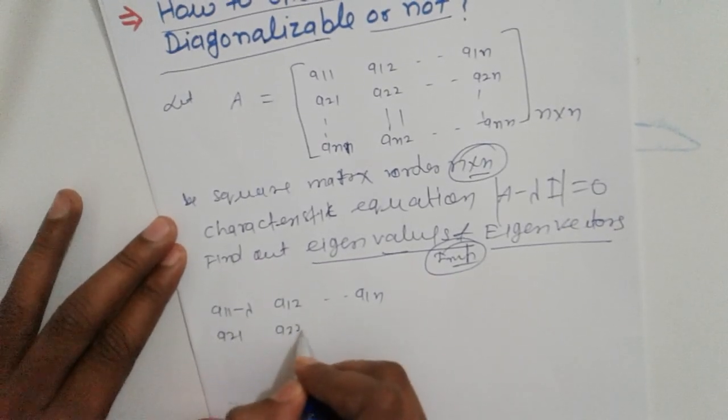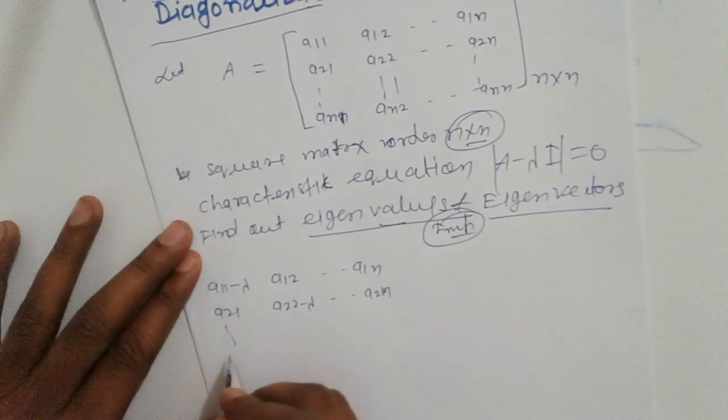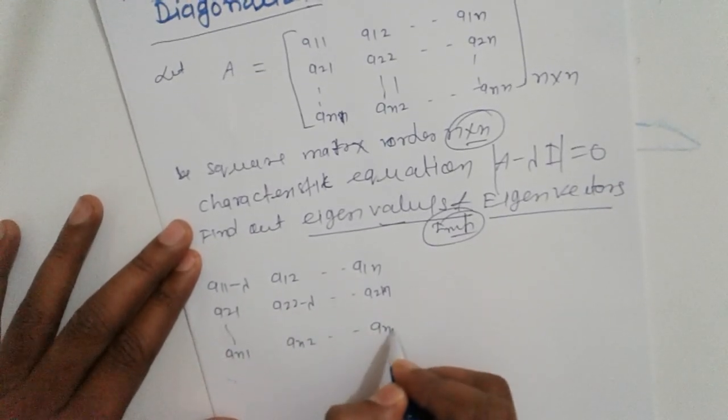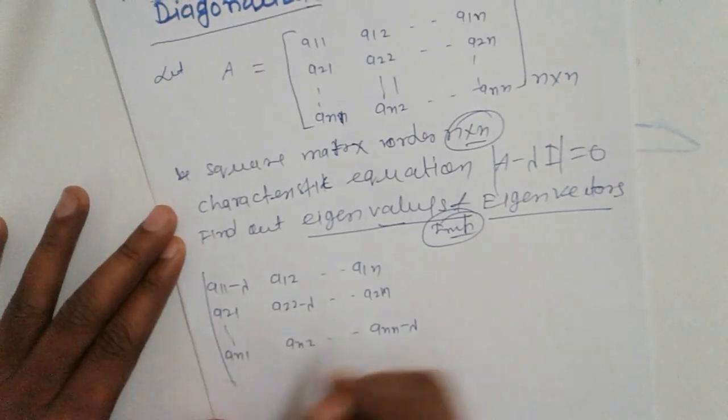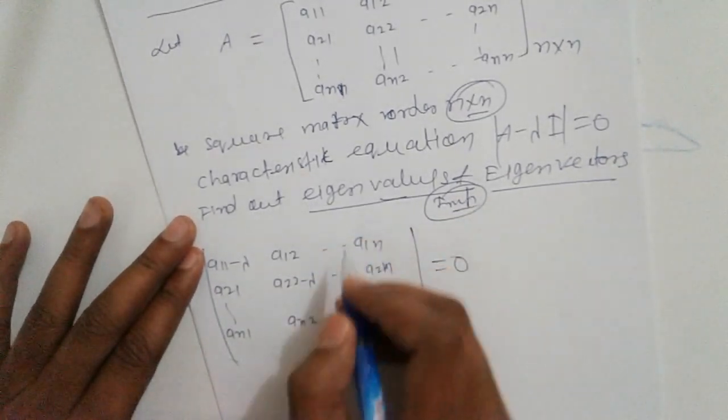So here is a11 minus lambda, a12 up to a1n, a21, a22 minus lambda, up to a2n, up to an1, an2 up to ann minus lambda. This is equal to 0.